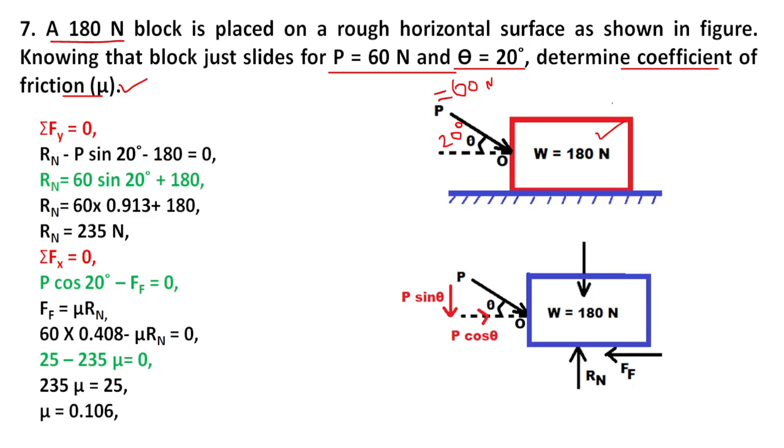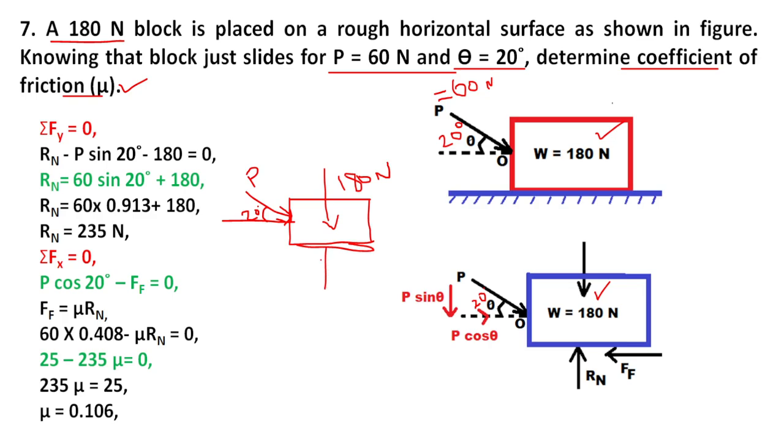First, the free body diagram: the rough horizontal surface, and this is the 180 Newton block. The P force is a push in the forward direction at an angle of 20 degrees. This angle is 20 degrees. The weight of the block is 180 Newton in the downward direction.